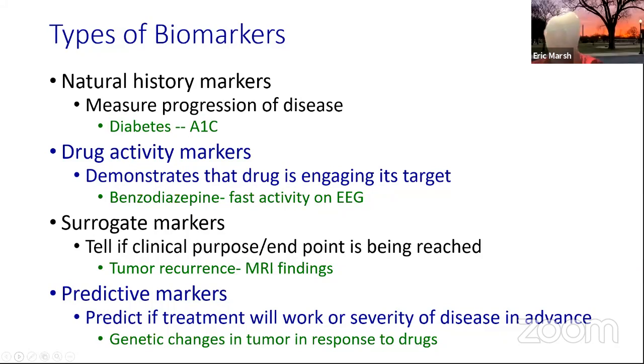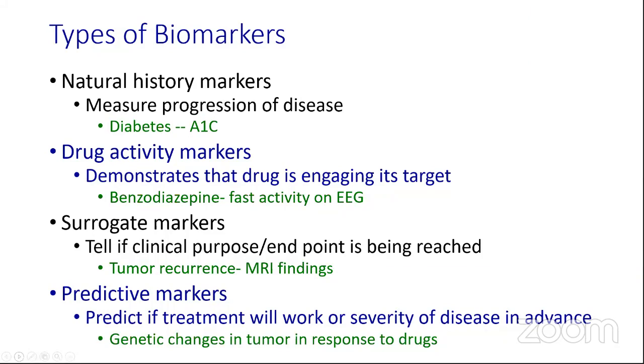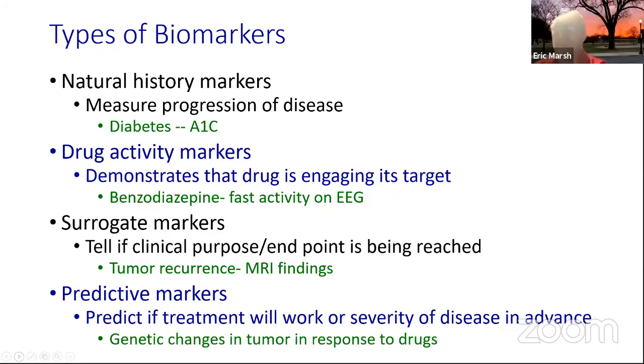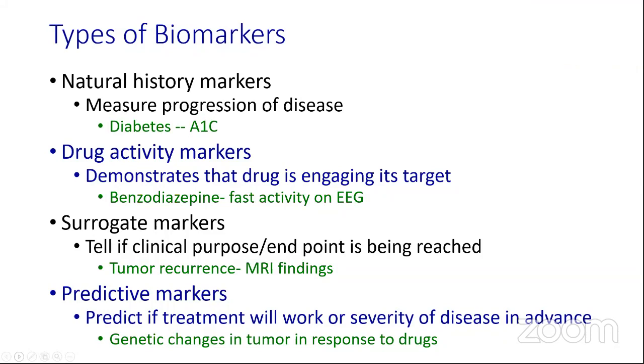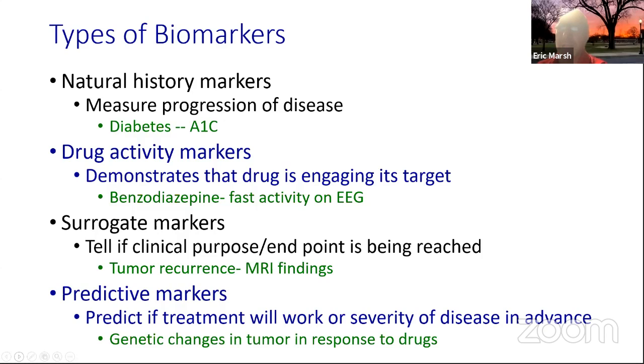There can be surrogate markers. So they can tell if the endpoint has been reached. An example of this is tumor recurrence in someone who has cancer, on an MRI. You can look at the MRI and you're not seeing the tumor, and you don't know how the outcome is going to be. But if you see the tumor spread or grow, you know that that's going to be potentially a bad outcome. And then you can have predictive markers.